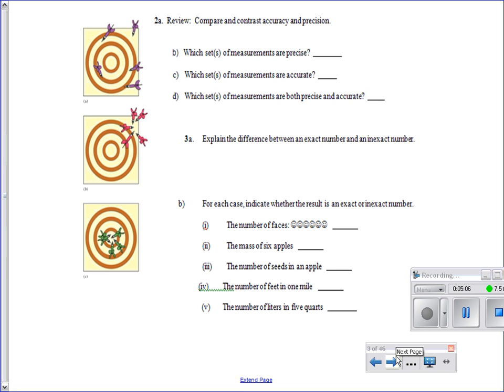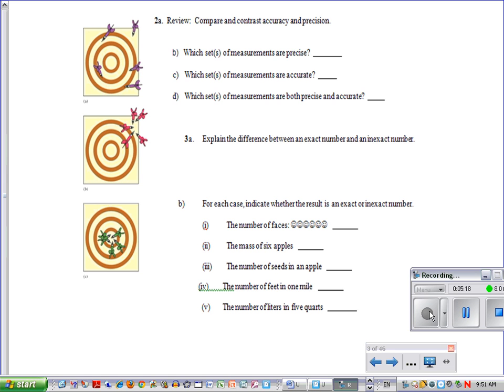Now we're getting into the math of chemistry, and we got to think back. Compare and contrast accuracy and precision. What's the difference? So accuracy is closeness to the true accepted value. Precision is repeatability, how close the answers are to each other.